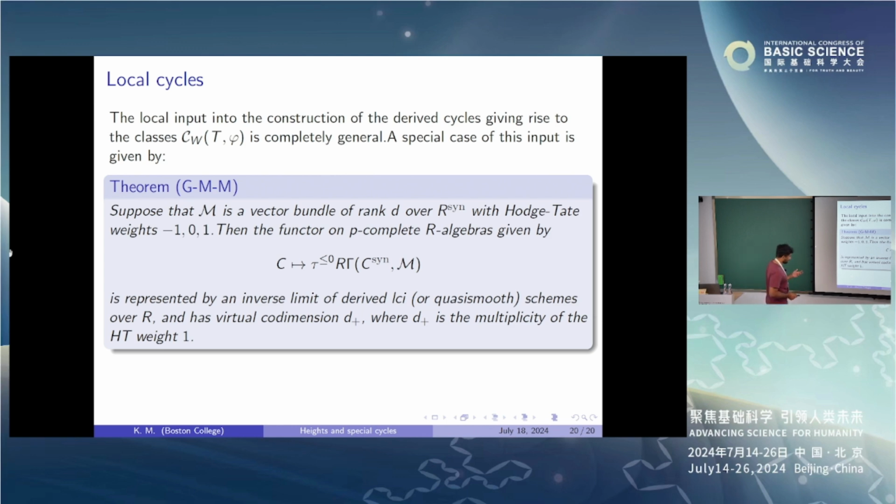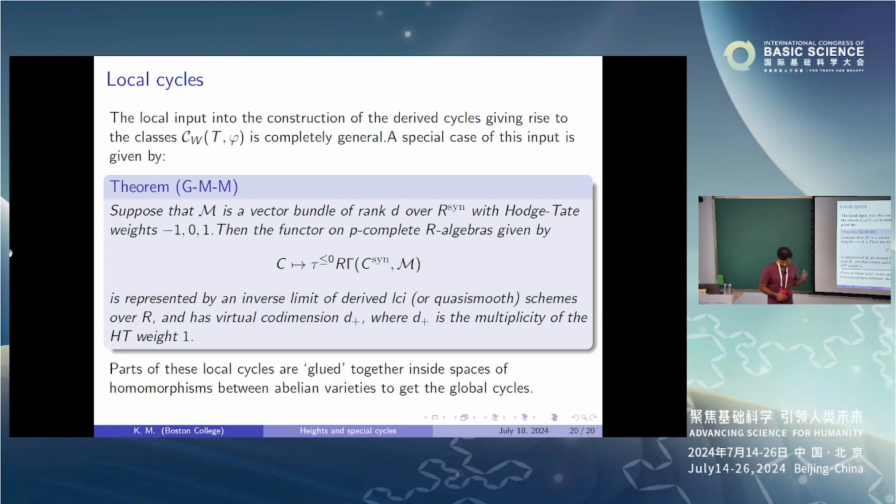Then it's represented by cycles in some sense. The cycles have virtual dimension controlled by this Hodge-Tate weight space. These are the local avatars of the cycles that we are interested in, and we can glue them all together to get the global cycles whose classes give me the cycle classes from the theorem that I stated earlier.